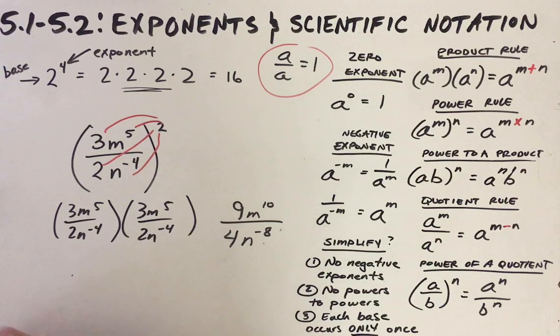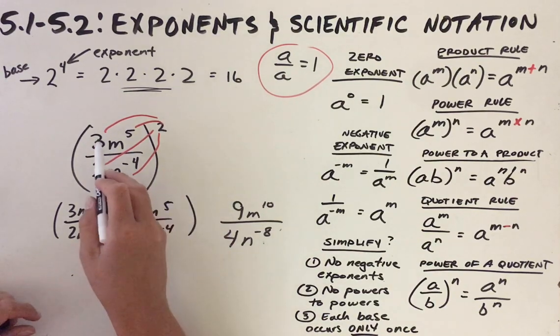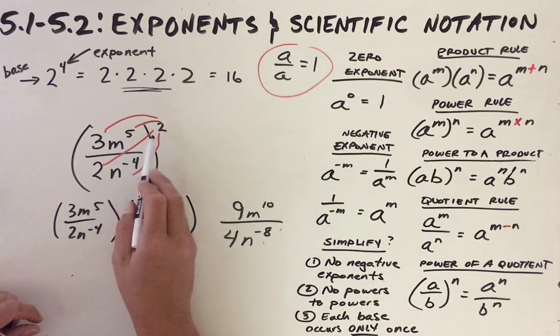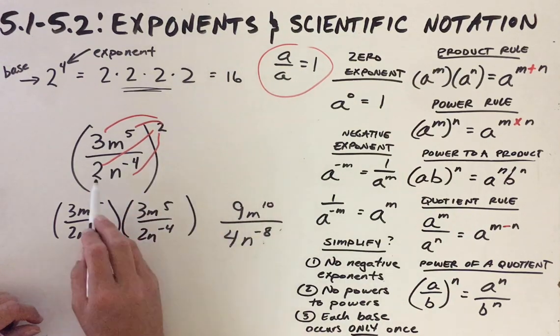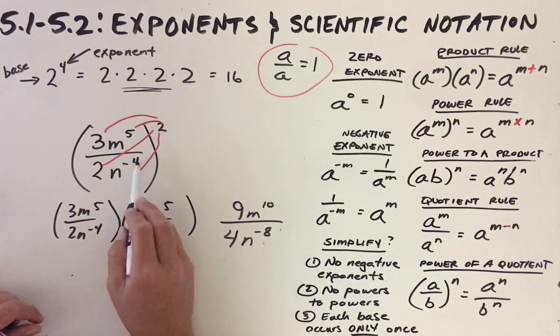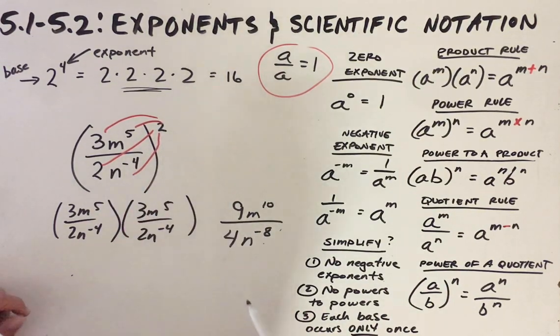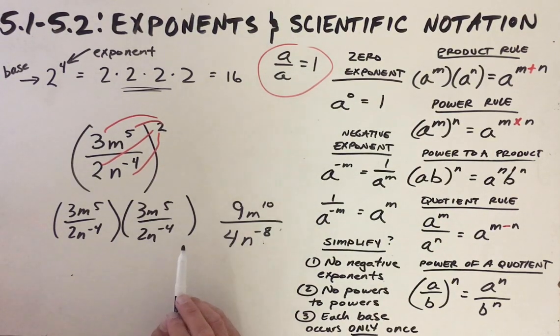Okay, so I would get the same thing here if I say, oh, 3 squared is 9. M to the 5th times 2, 5 times 2 is 10. 2 squared is 4. Negative 4 times 2 is negative 8. But if I couldn't stop here, and a lot of people say, I never know when I'm done.